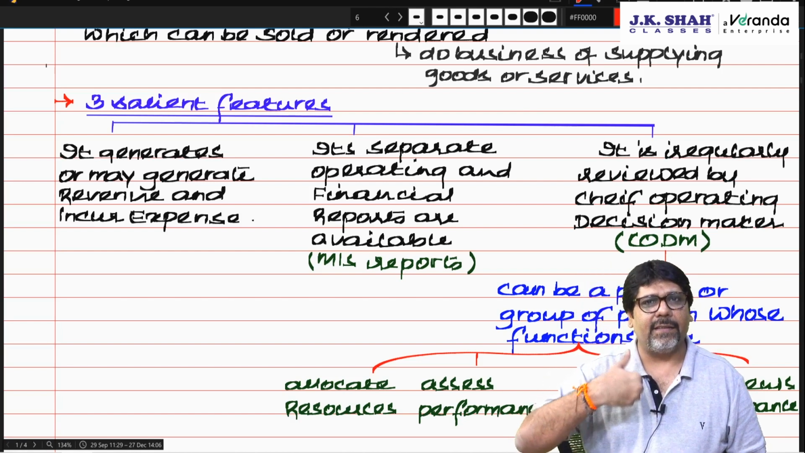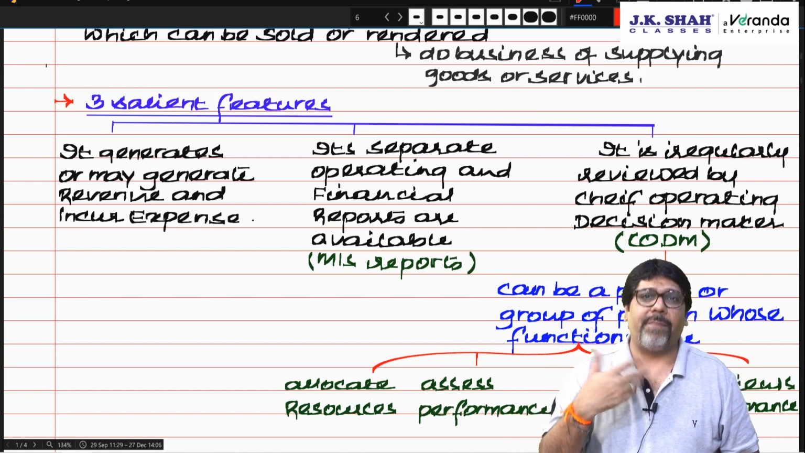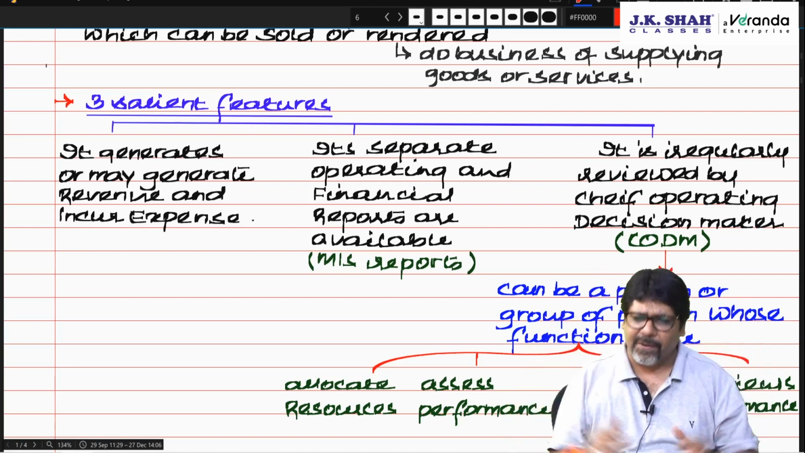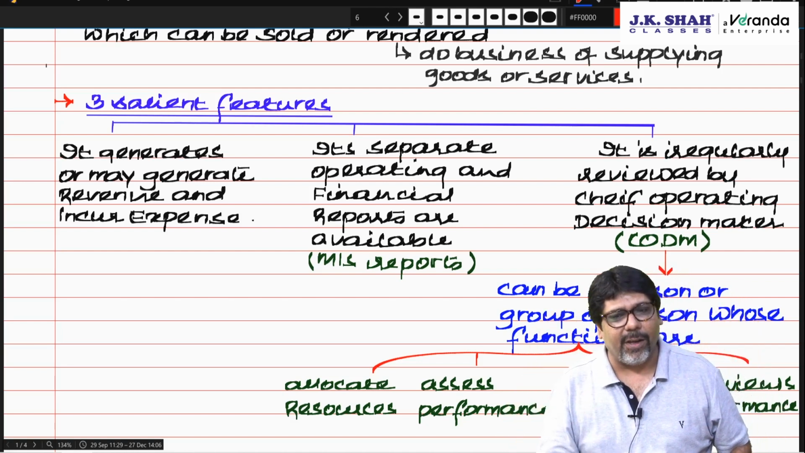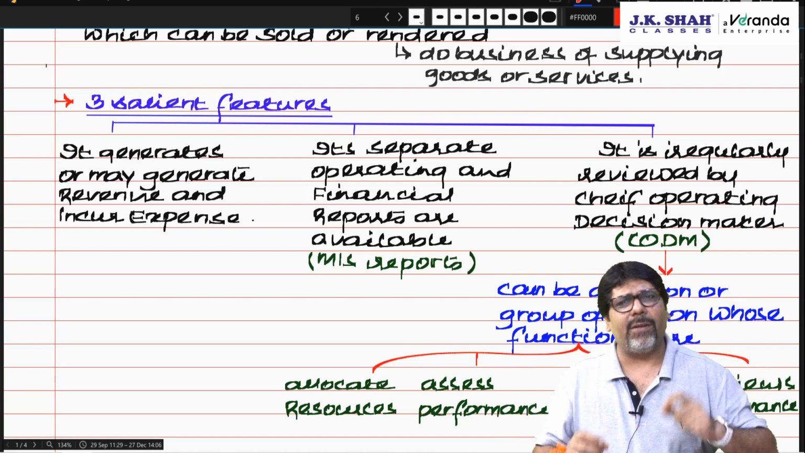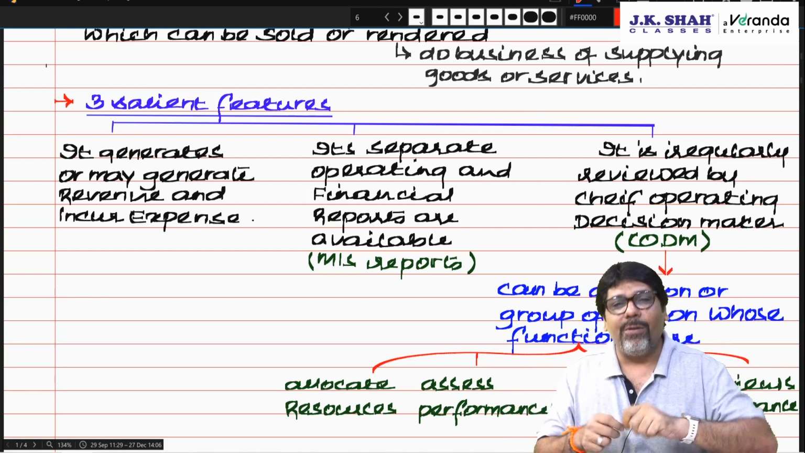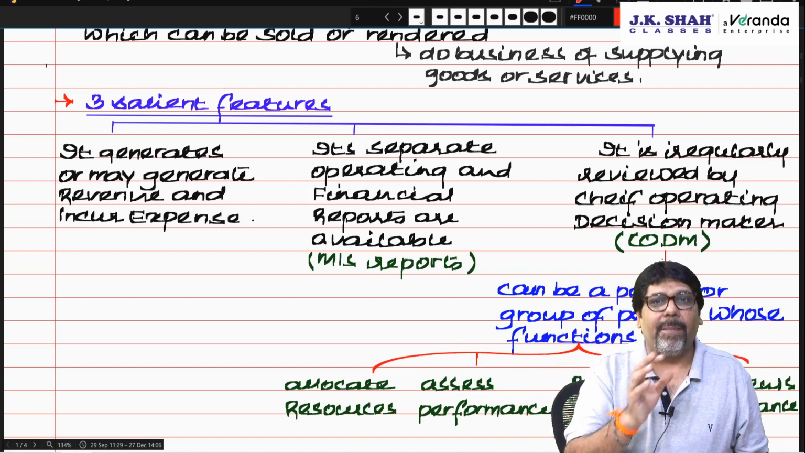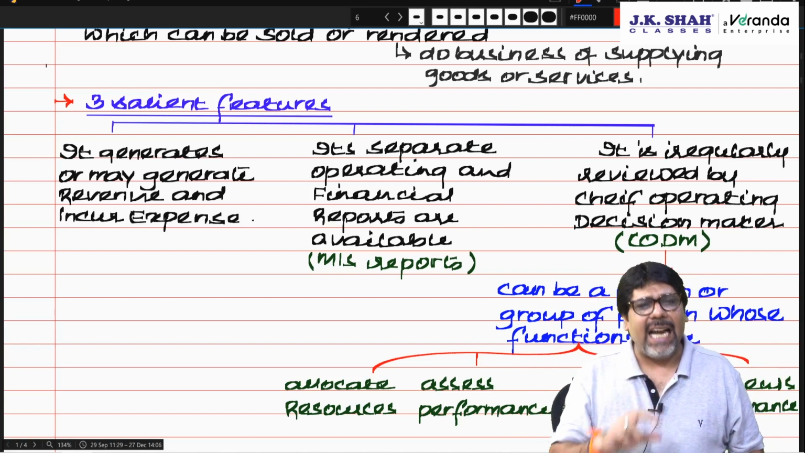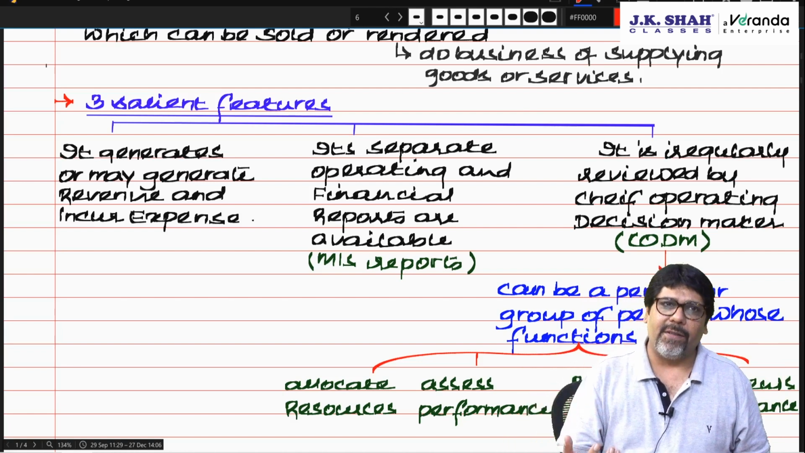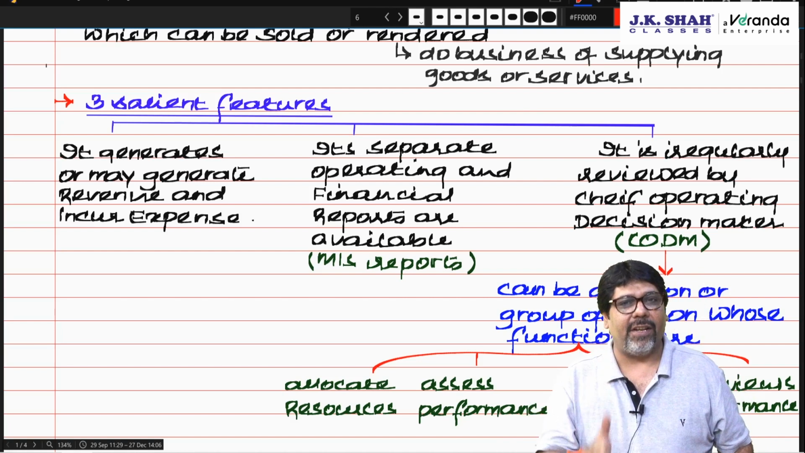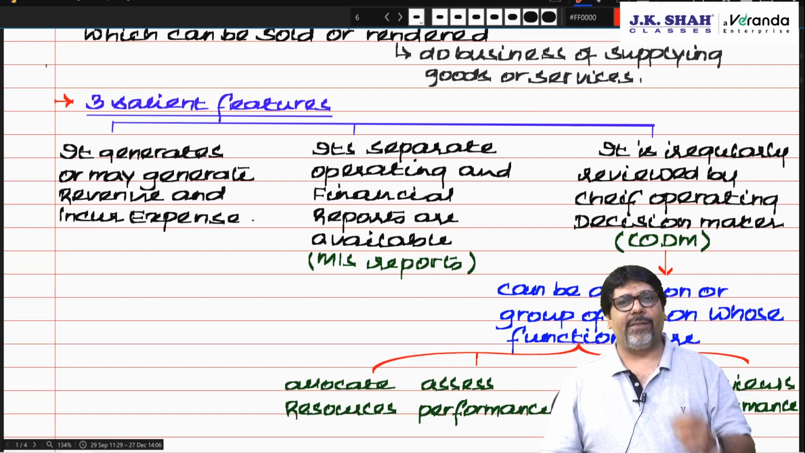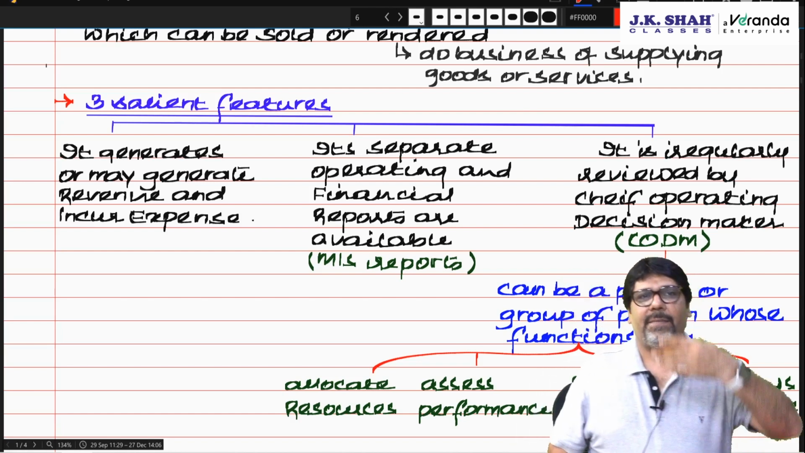Second responsibility. He not only allocates resources, but assesses performance also, keeping a check on how the department is performing. Secondly, he takes responsibility of its performance also. That means I don't only give money or allocate resources, but I also keep a check on how the department is performing. Am I clear? And if the department is not performing well, I take the responsibility also, and I make sure that I regularly review that department. Am I clear? So the chief operating decision maker basically has 4 responsibilities.